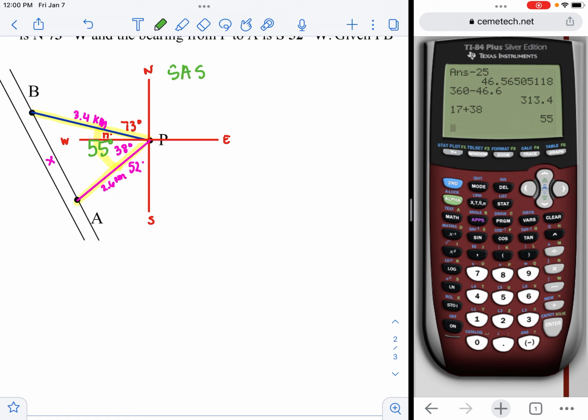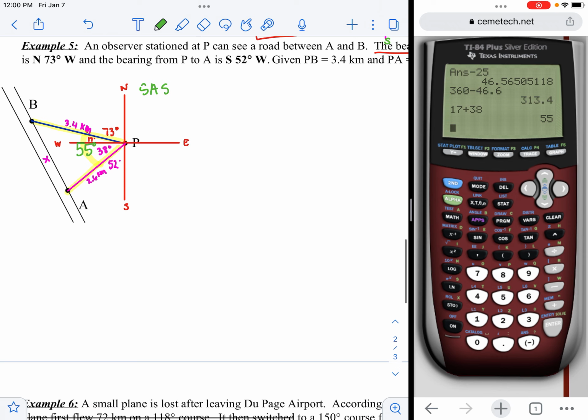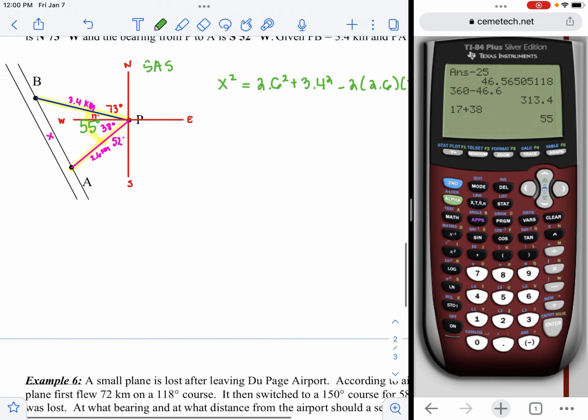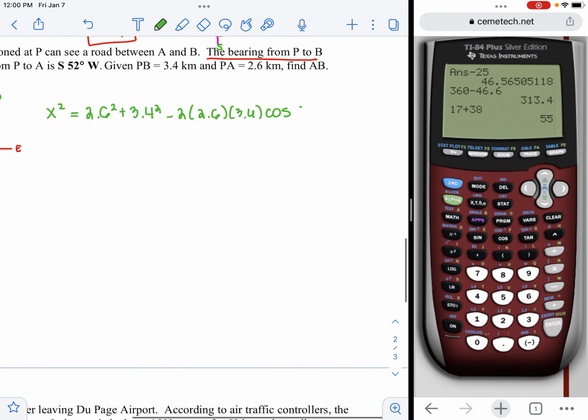Side, angle, side is law of cosines. So I can use the law of cosines to find this side right here. All right, so law of cosines tells you to start with the missing side first, which is great because that's what we're looking for. x squared equals, and then my other two sides squared, so 2.6 squared plus 3.4 squared, minus 2 times those two multiplied, 2.6 times 3.4, times the cosine of the angle opposite of that side, which is 55 degrees.